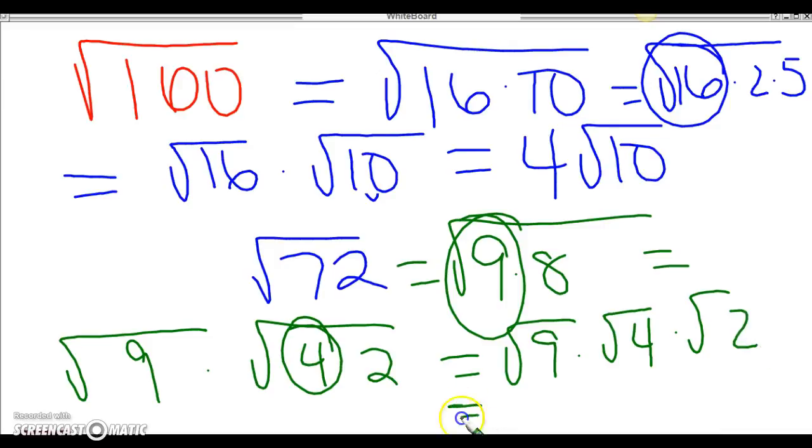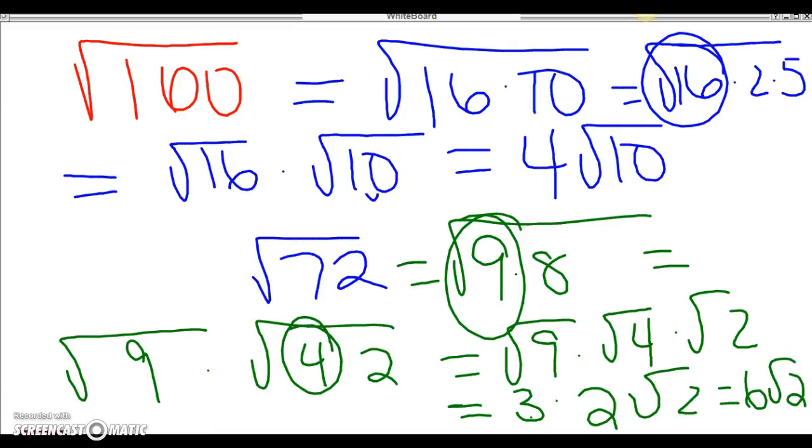Square root of 9 is 3. Square root of 4 is 2. And I'm left with the square root of 2. So 3 times 2 is 6. Square root of 2. I hope this helps.